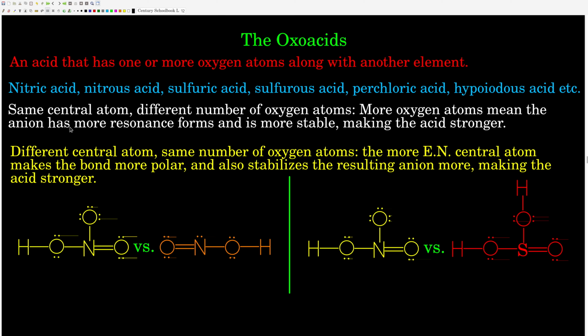But first, predicting relative strength. Nitric acid versus nitrous acid. Nitric acid is HNO3, so it has 3 oxygens. Nitrous acid is HNO2, with 2 oxygens. We predict nitric acid to be stronger than nitrous acid because it has more oxygens, and it is. Now comparing nitric acid to sulfurous acid, both of these have 3 oxygens. But sulfur is less electronegative than nitrogen, the central atom, so we predict nitric acid is the stronger acid, and it is. There are a few other things going on, but that's what we're looking at now.